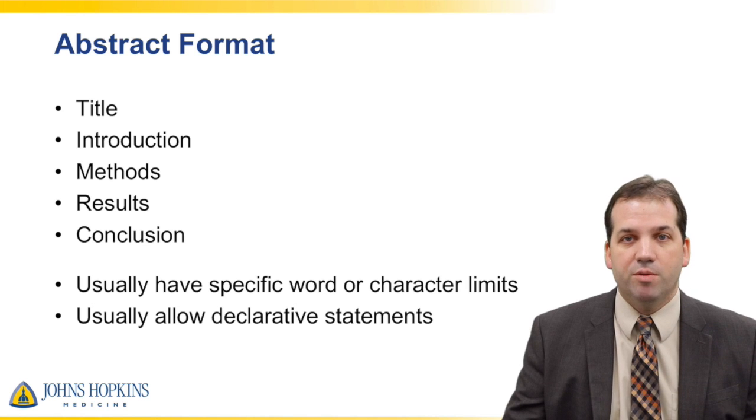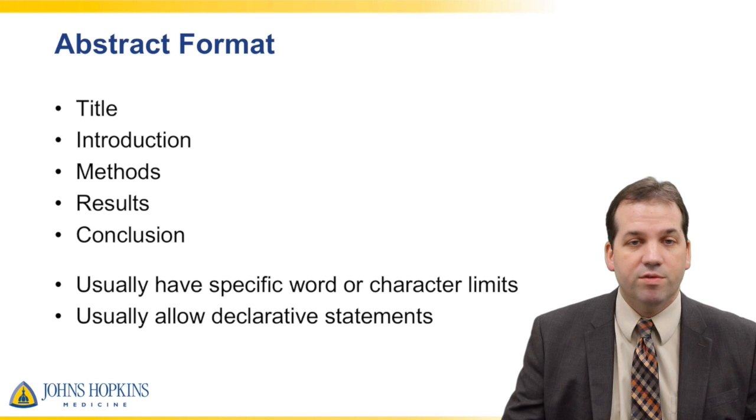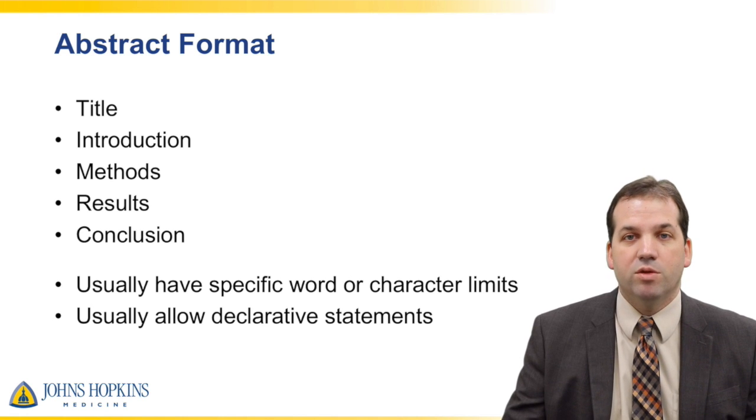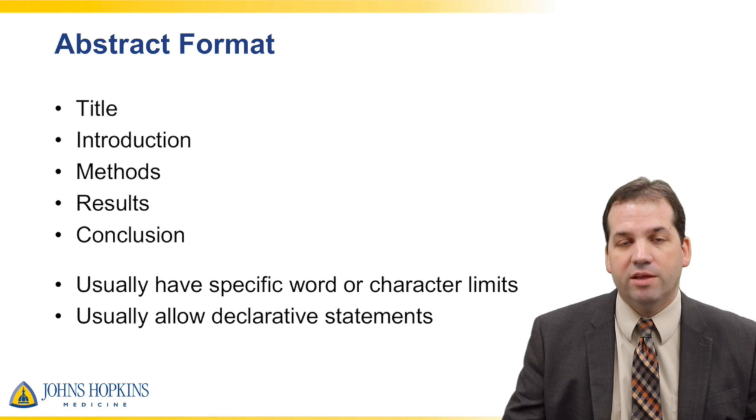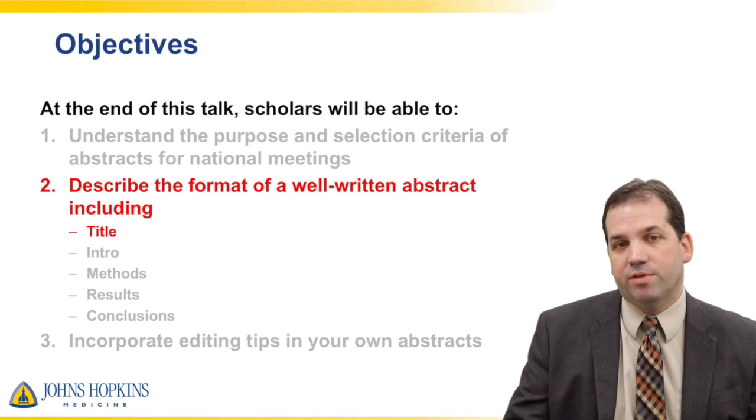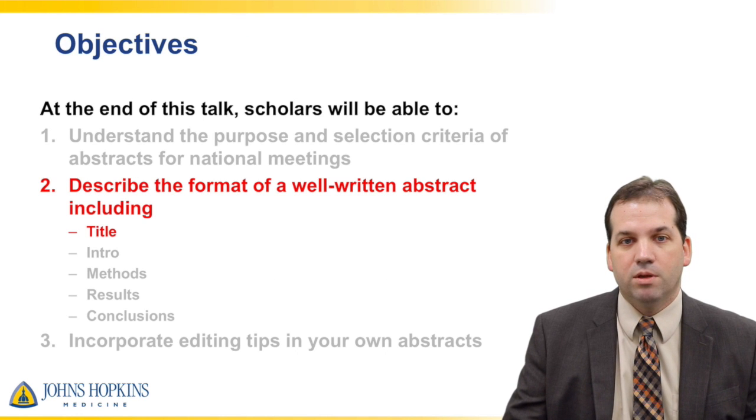Those specific elements are title, introduction, methods, results, and conclusions. When you submit to national organizations, or even when you're trying to submit a manuscript, those abstracts have specific word or character limits. Unlike a manuscript, abstracts submitted for a national meeting can include declarative statements, and I'll show what that means in several slides from now. So the first element for this is the title.